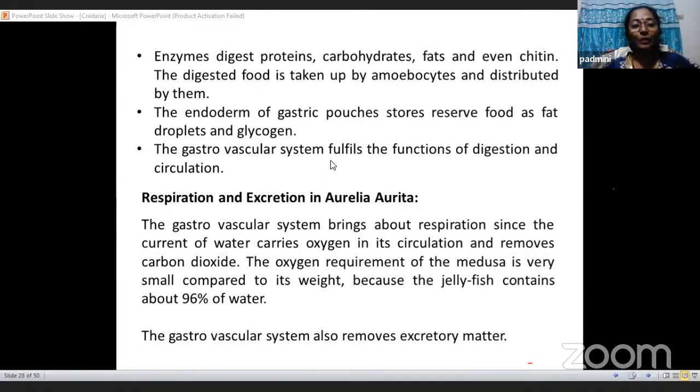So what is happening with respiration and excretion? Respiration and excretion occur when the water is entering inside the body. As the water enters, it carries oxygen during circulation, and it also removes the carbon dioxide. The oxygen requirement in the medusa is very low, as I told you, because the whole body is made up of 96% water, and water means oxygen is definitely dissolved in it. So it needs only a limited amount of oxygen when it is taking in the water. And the gastrovascular system also removes the excretory matter.